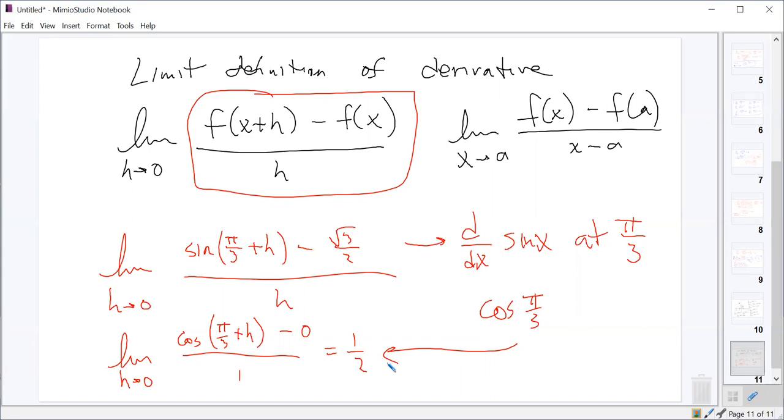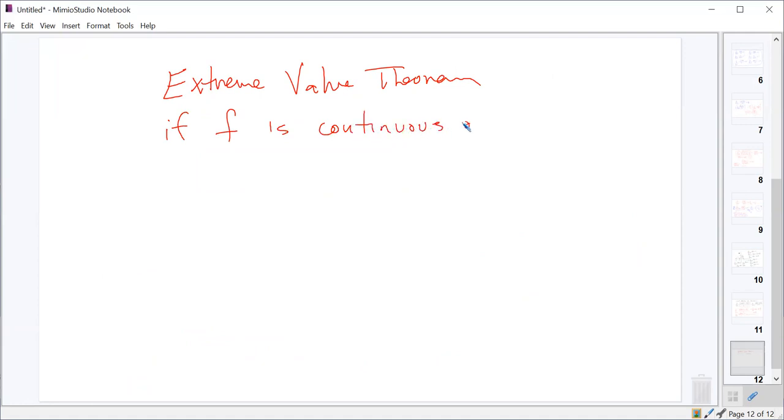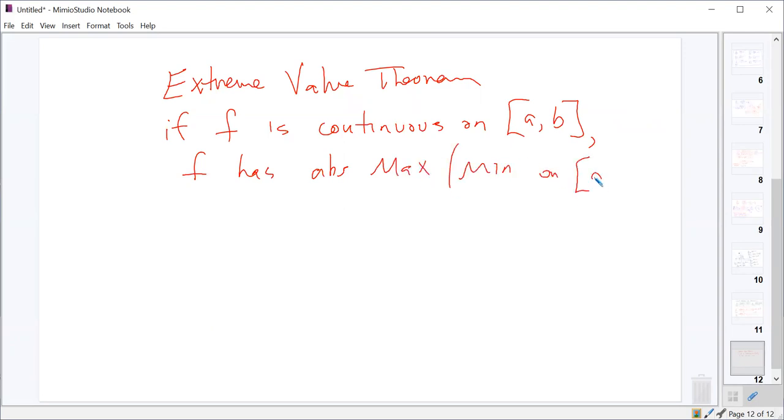All right. A couple other things I want to talk about before we really move full bore into derivatives. One is the extreme value theorem. Every once in a while, I'll throw in a multiple choice or something in the free response that involves this. The extreme value theorem says that if f is continuous on the closed interval a to b, f has an absolute max and an absolute min on that interval.